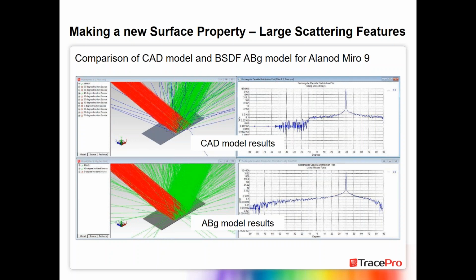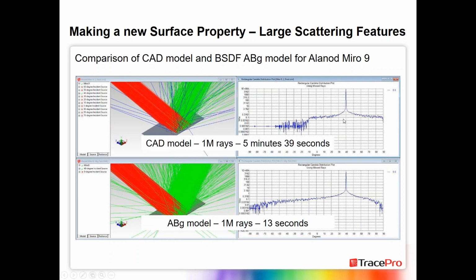Now, a big advantage of this, and this was sort of an unexpected advantage when I ran this and did this presentation, is that tracing 1,000,000 rays with the CAD model took just over 5.5 minutes. Tracing that same 1,000,000 rays with the ABG scatter model took 13 seconds. So significantly faster by doing the ABG model compared to the CAD model, probably about 25 or 26 times faster. So a significant savings in ray trace time.